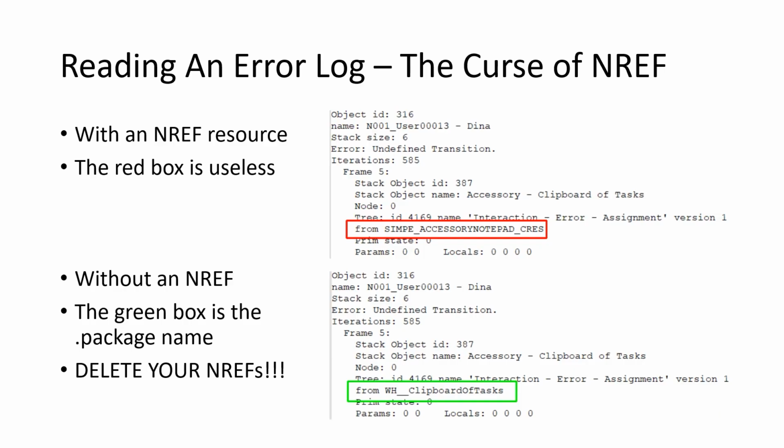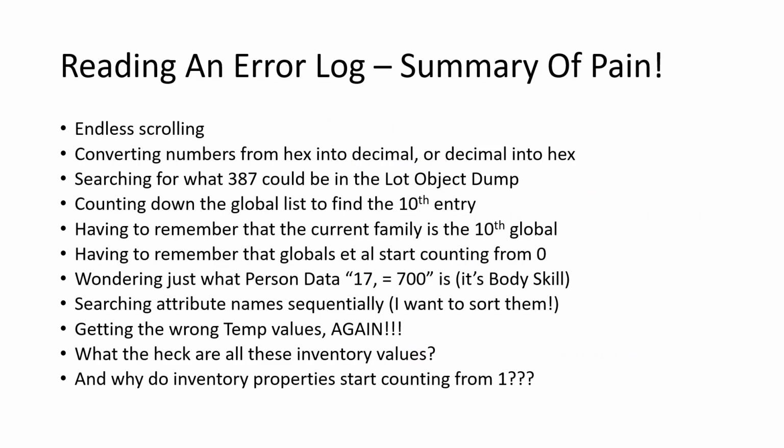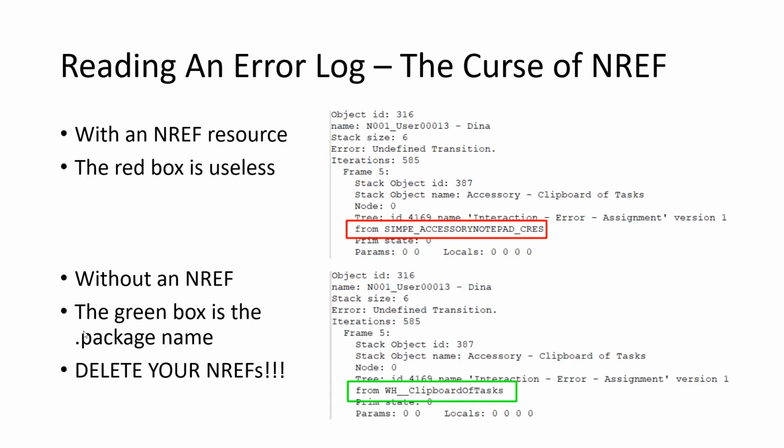You know, accessory notepad to me is something that is a standard Maxis object, so I'm going to go wandering off into Maxis code and try and find out why a Maxis object went wrong. Whereas if you delete that nref, what it puts in there is actually the name of the package file that code was in that threw the error.